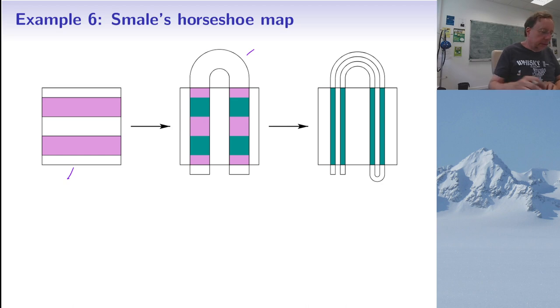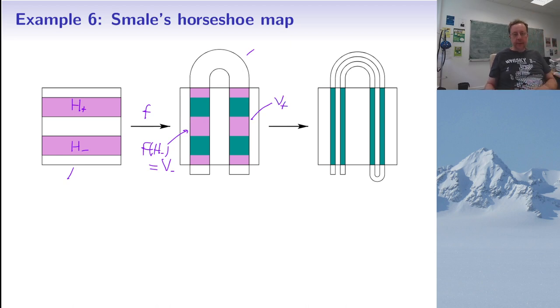And so what happens here is that, let me call H minus and H plus these two horizontal rectangles, and if I call my map f, then f of H minus will be equal to this vertical strip V minus, and f of H plus will be equal to V plus. And points in the initial square which are not in H minus or H plus are just mapped outside the square, and so we will not be interested in them anymore in what follows.